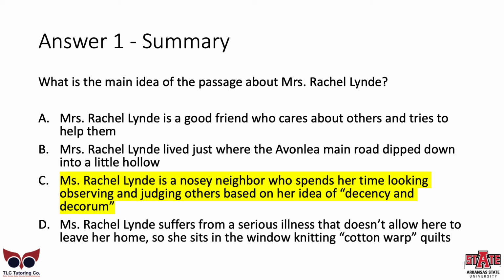Option A, Mrs. Rachel Lynde is a friend who cares about others, is implied in the passage. Option B is stated in the passage that she does live where the Avonlea Main Road dipped down into a hollow. Option D is partially correct. While there is no mention of a serious illness, the text does mention that she knits cotton warp quilts. It's important to remember that on summary questions, many of the wrong answers will focus on specific details or will be partially correct and partially incorrect.